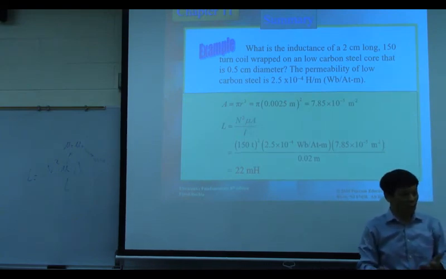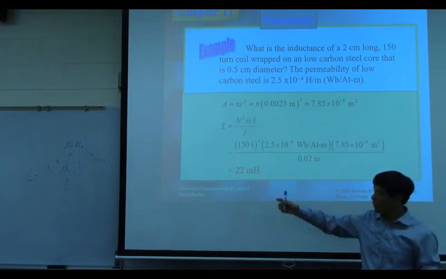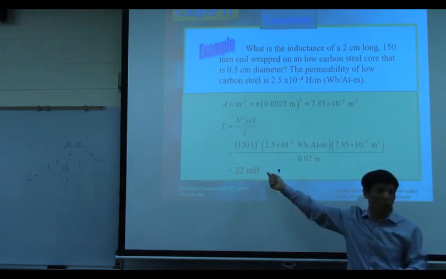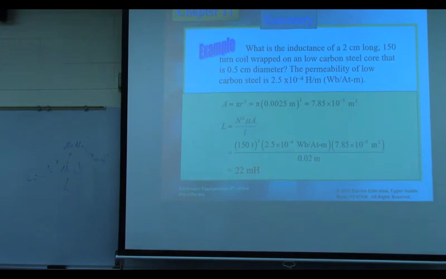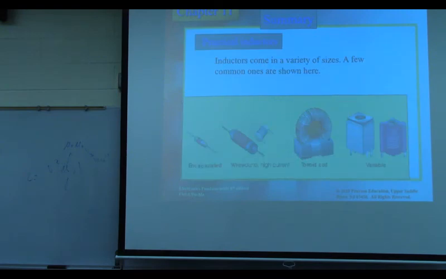Macro and pico. But this one is a little bit larger, the value, so it's usually milli. Again, Henry is very large compared to this. Henry is a large unit, so we use milli. Could just do this top part and then divide.